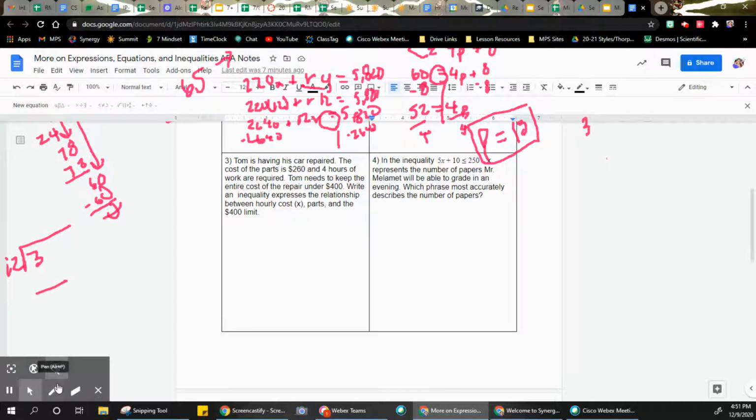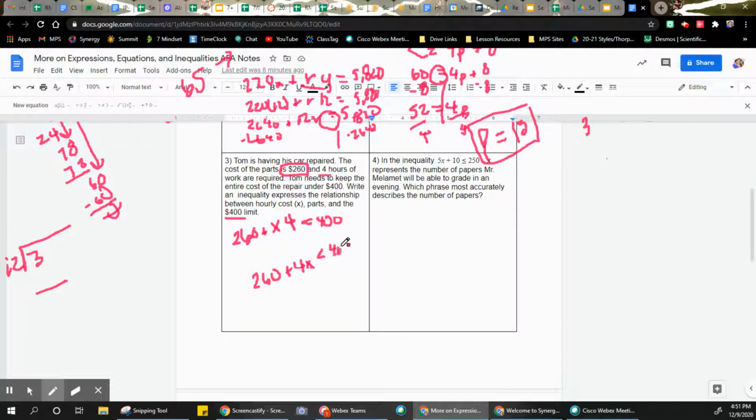So we know that $400 is his max, so we're going to use the less than sign. Then he has 4 hours worth of work and 260 is the parts. So we know that 260 number isn't going to change, plus 4 hours worth of work. That's going to be x times 4, or 4x. So it's 260 plus 4 times whatever the hourly rate has to be less than 400. And there's our inequality there.